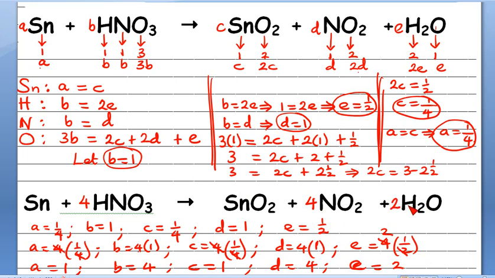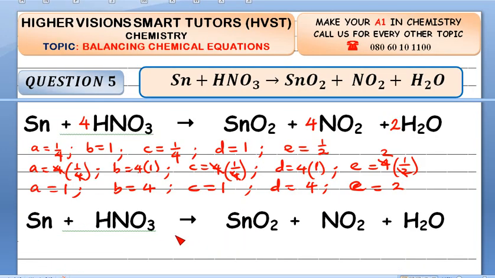I want us to now check whether the equation is balanced or not. We have 1, 4 here, 1, 4 here, and then 2 here. Let's check for tin. 1 atom of tin on the reactant side, 1 atom of tin on the product side. Balanced for tin. Hydrogen. 4 atoms of hydrogen on the reactant side, 2 times 2, 4 atoms of hydrogen on the product side.